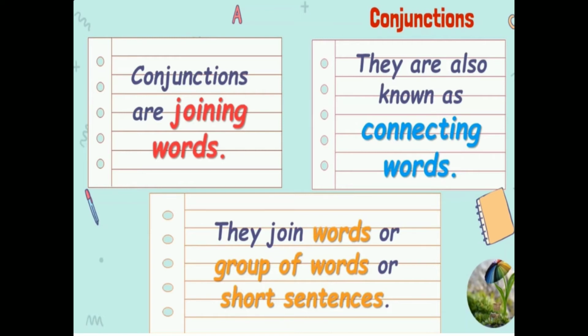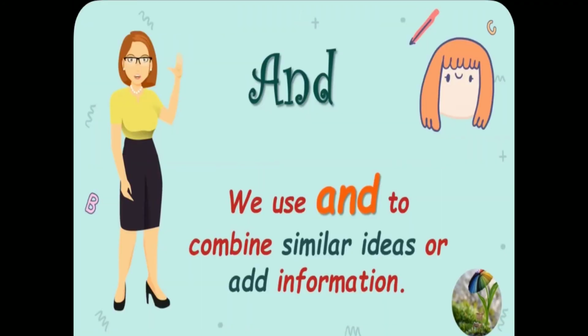Okay, let's try to understand three conjunctions, that is and, but, or, with some examples. The first conjunction that we are going to learn is and. We use and to combine similar ideas or add information. Let's see this more with an example.